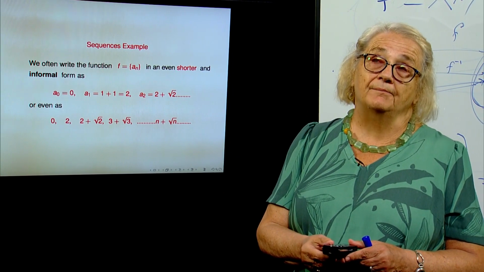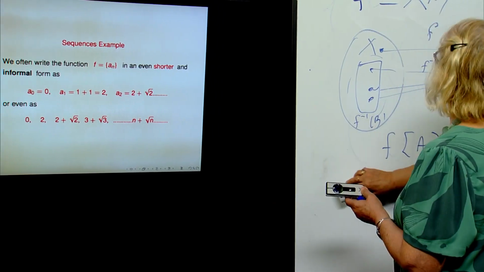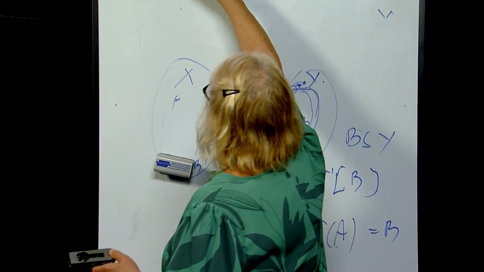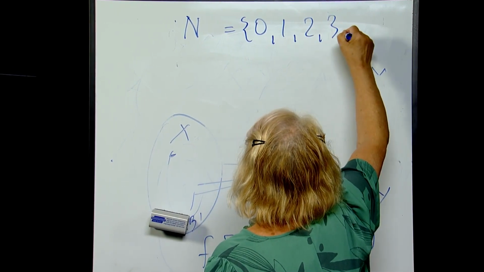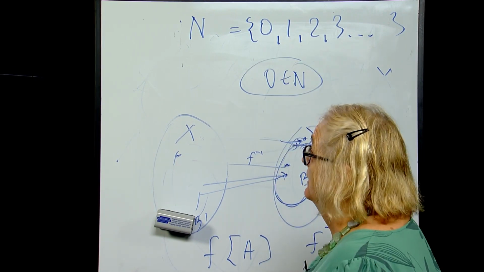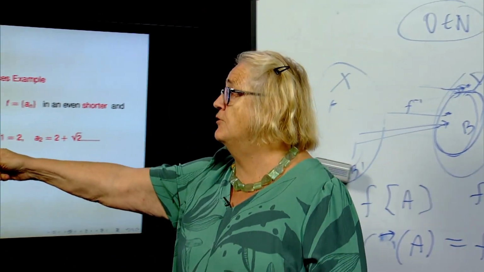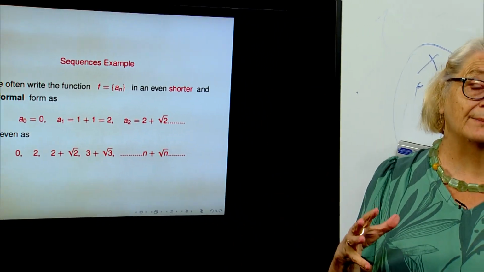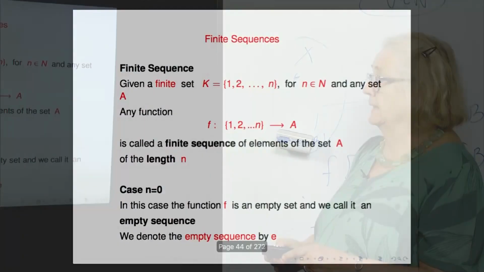And also, sometimes we start sequences not from 0. Again, I want to remind you that the natural numbers are the set 0, 1, 2, 3, and so on. 0 is a natural number, a very important natural number. So you can enumerate from 0, but often you enumerate from 1. So the domain can be just a subset of natural numbers, not the whole natural numbers.